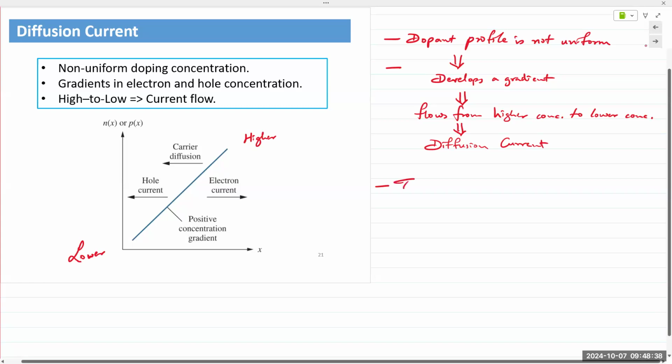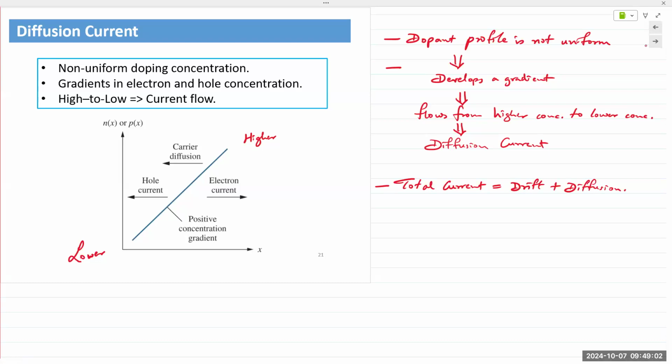And total current in a doped semiconductor like this one would be due to the drift as well as the diffusion. Okay, drift as well as diffusion. And this phenomenon occurs in diodes and transistors.